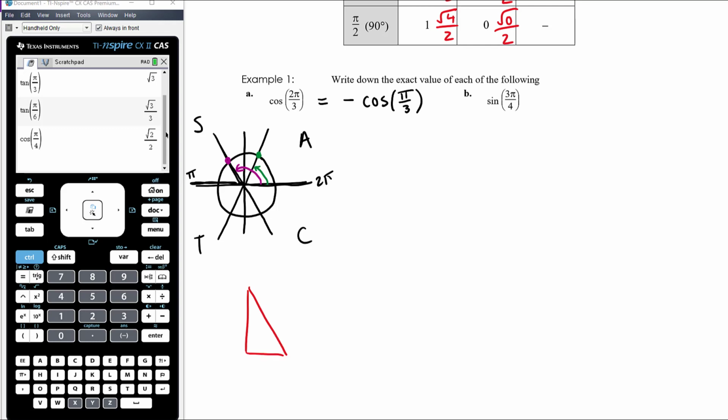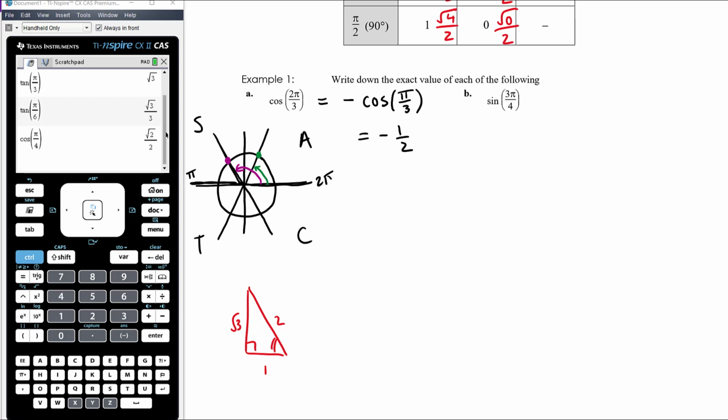So, quick rough sketch, that's π/3 down there, 2, 1, root 3. Cos of π/3 is adjacent over hypotenuse, so that will be 1/2. Okay, so this will be equal to negative 1/2. Cos of 2π/3 will be negative 1/2.